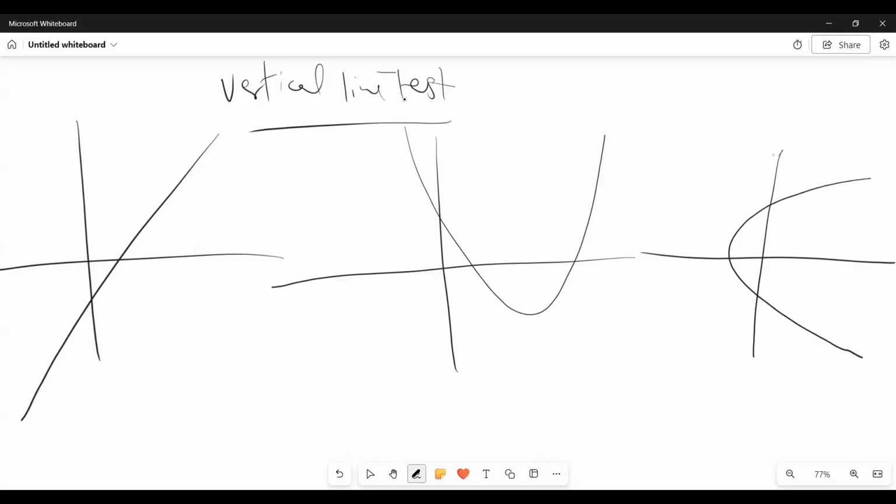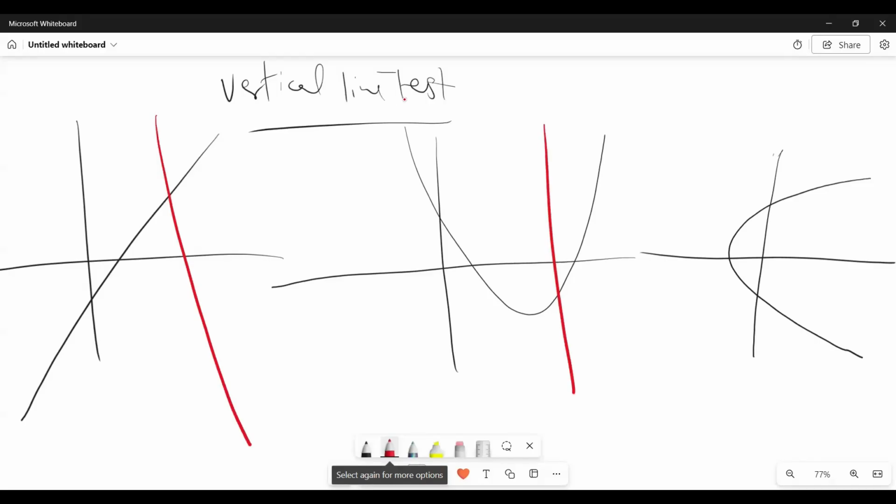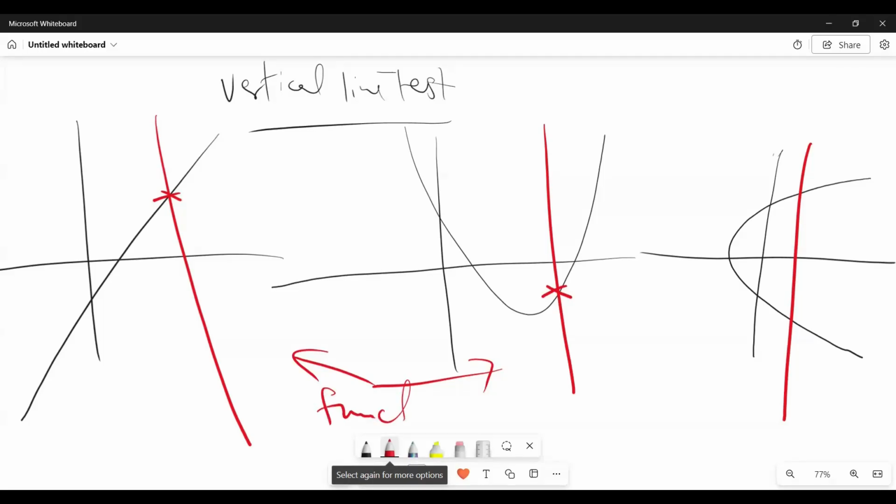If you draw a vertical line, let me use a different color, vertical line, vertical line. If the line cuts the graph only once, well, these are functions. But if it cuts twice, these are not functions. Right?